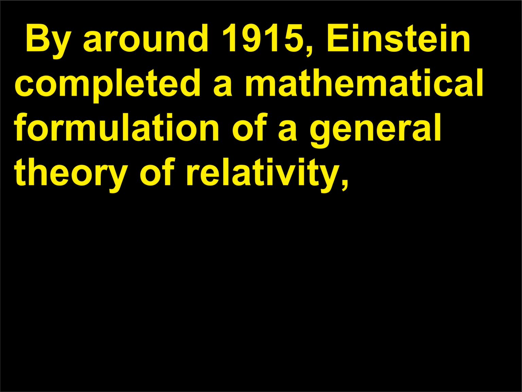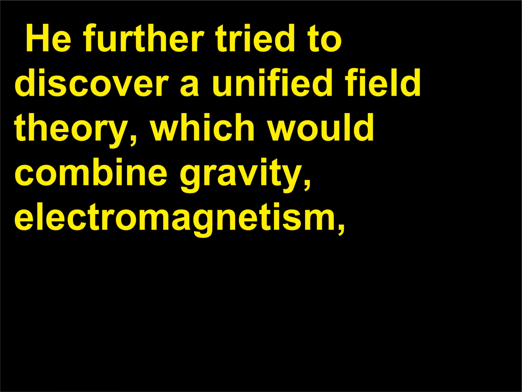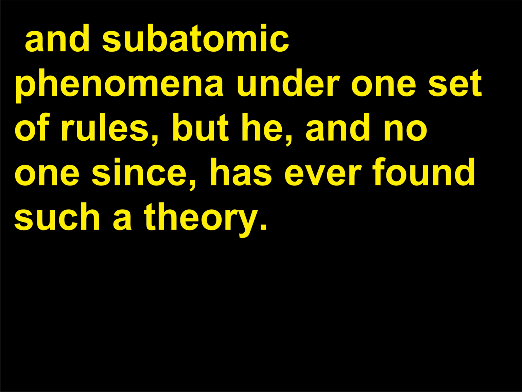By around 1915, Einstein completed a mathematical formulation of a general theory of relativity, this time adding gravitational effects to determine curvature of a space-time continuum. He further tried to discover a unified field theory, which would combine gravity, electromagnetism, and subatomic phenomena under one set of rules, but he, and no one since, has ever found such a theory. For more about Albert Einstein, see History of Math.